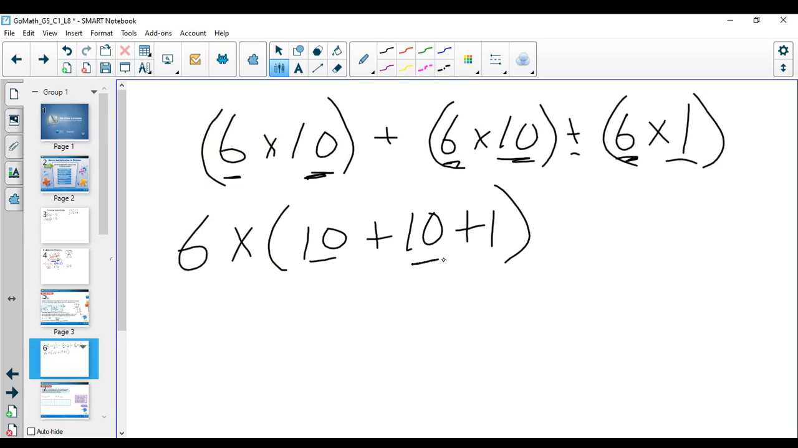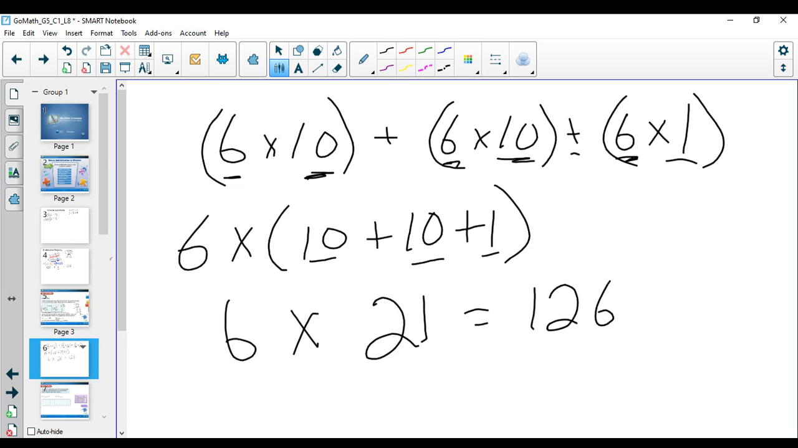So 10 plus 10 plus 1 is 21, right? So 6 times 21 equals 126. Now, that can be kind of confusing and difficult to completely understand, right?